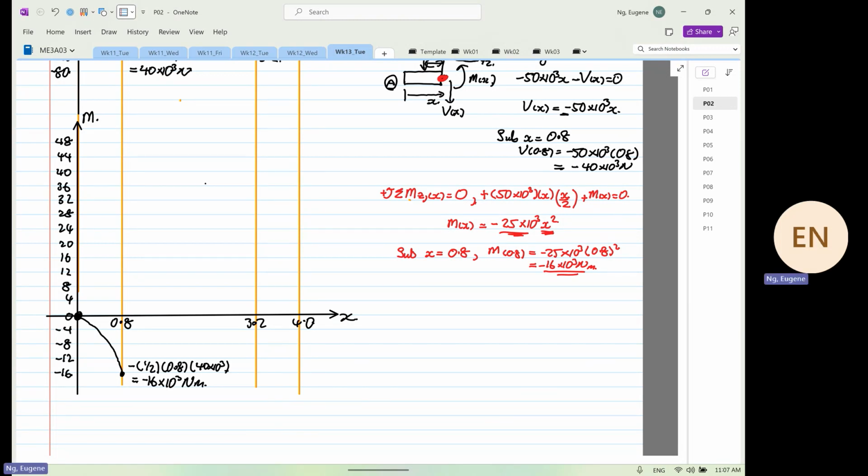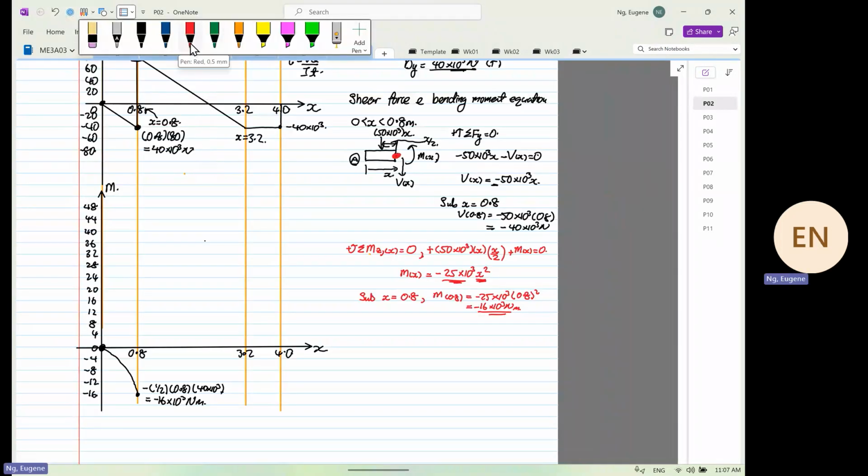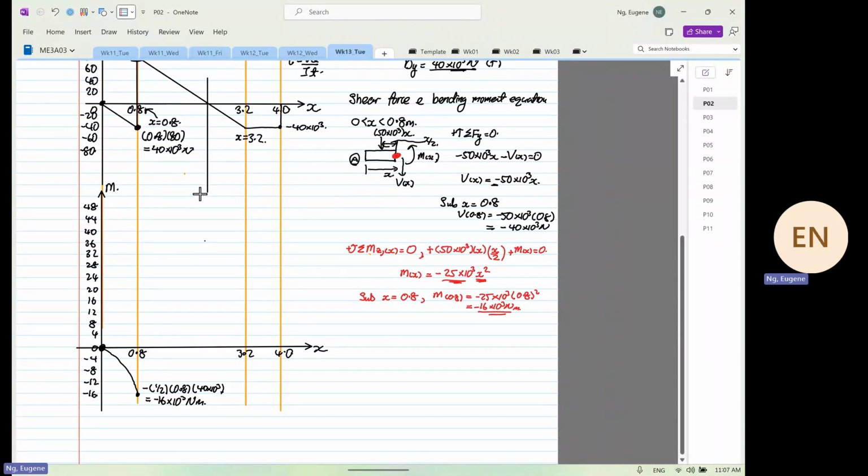This is just a quick recap. Right. This position, wrong color. This position is very important. Can someone tell me why this position is very important?